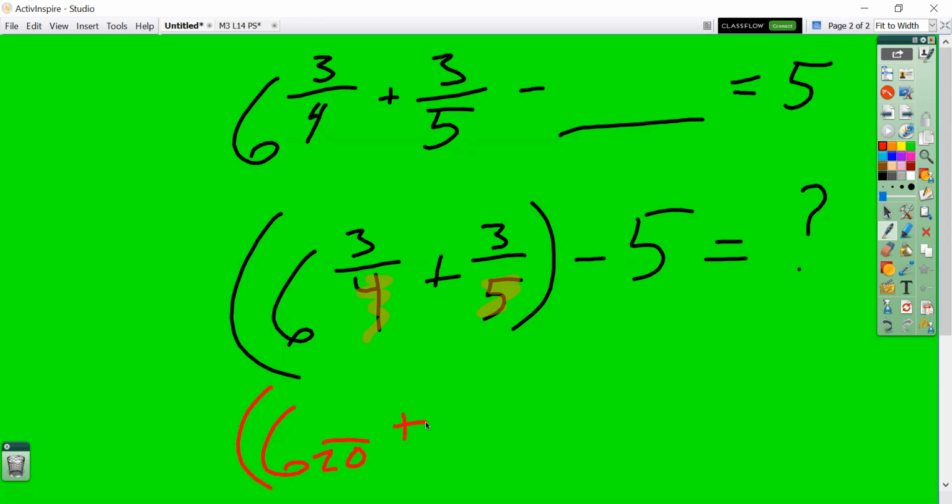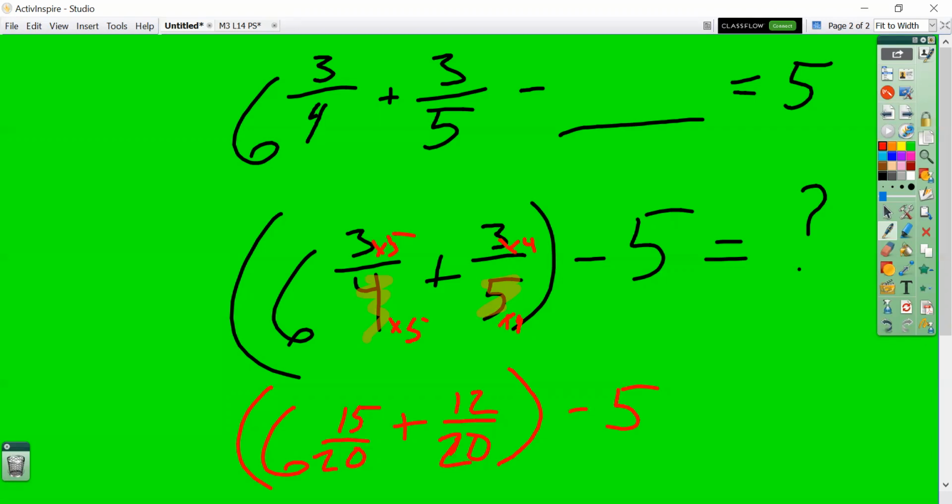So we know that both of these fractions we want in 20ths. Well, what did we have to do to 4 to get to 20? We had to multiply by 5. So we always do that to the top as well. 3 times 5 is going to be 15. And then what did we do to fifths to get to 20? We multiplied by 4. So 3 times 4 is 12. And then we're going to subtract 5.